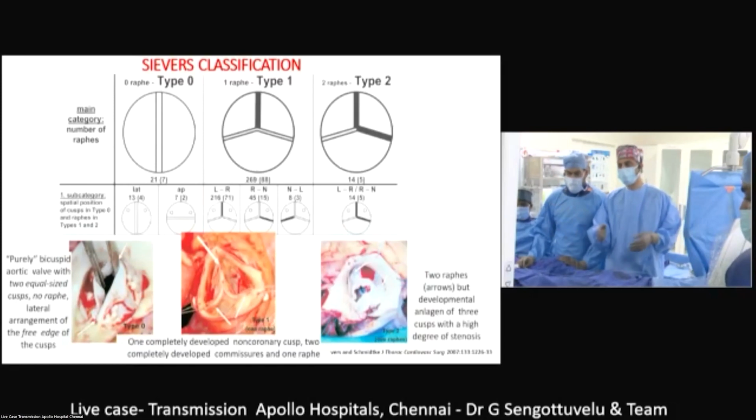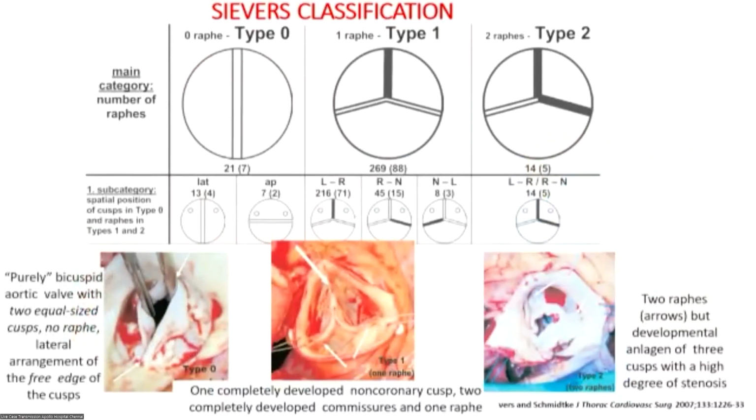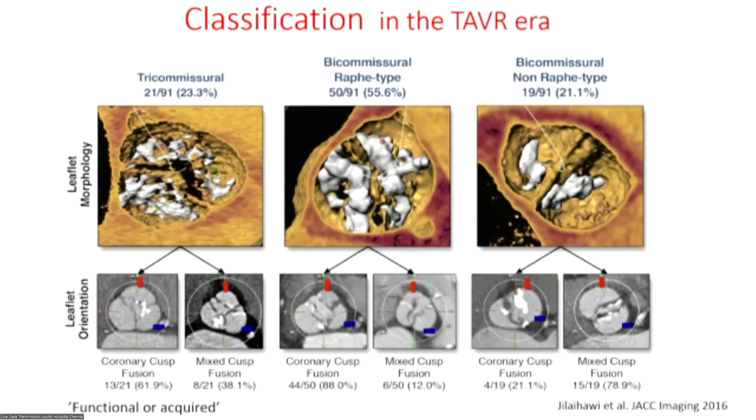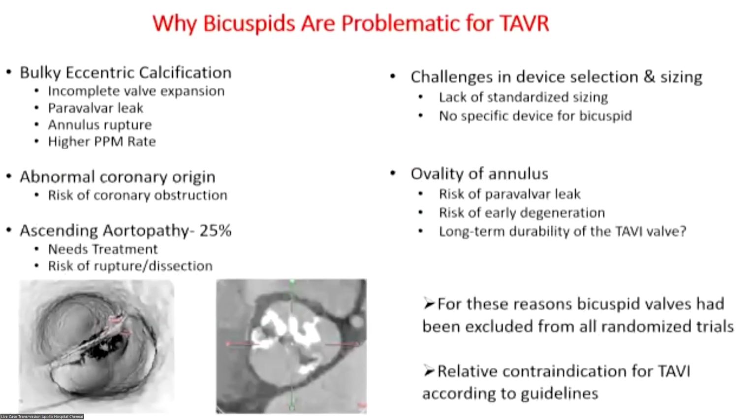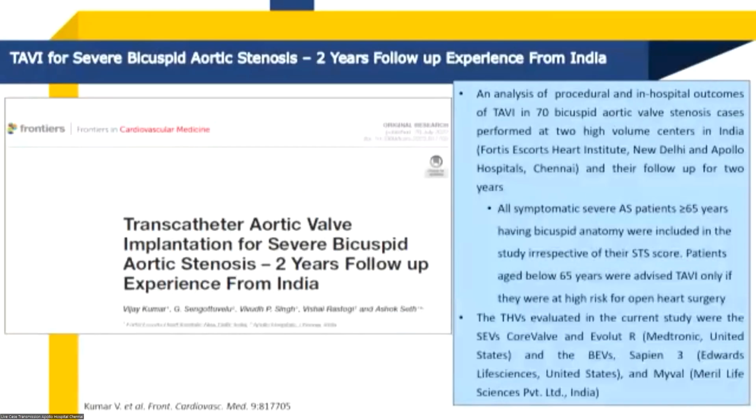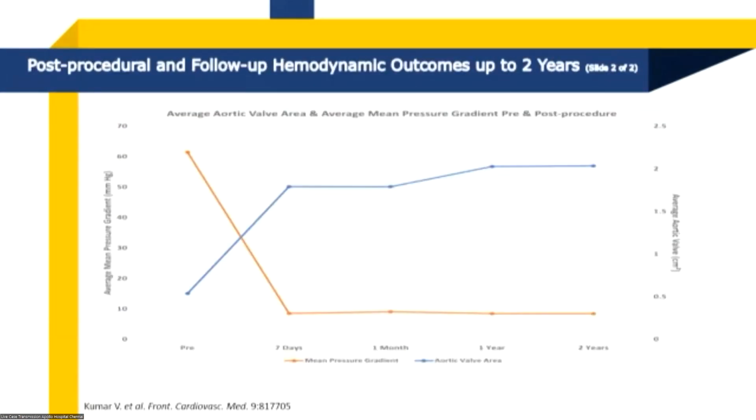Next slide. So we know this is a type 0 bicuspid. If you look at this, Jilaihawi classification, bicommissural non-raphe type. We know that when you have more calcium with bicuspid valves, outcomes are not very good. We know there are a lot of challenges in a bicuspid valve with heavy calcium. Our own data published recently has shown good outcomes with bicuspid valves in India with both self-expanding and balloon expandable valves with 2-year follow-up.